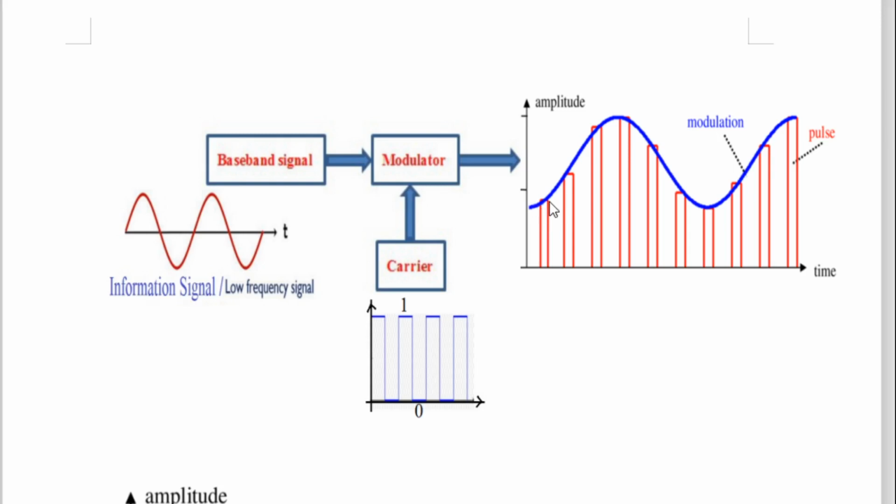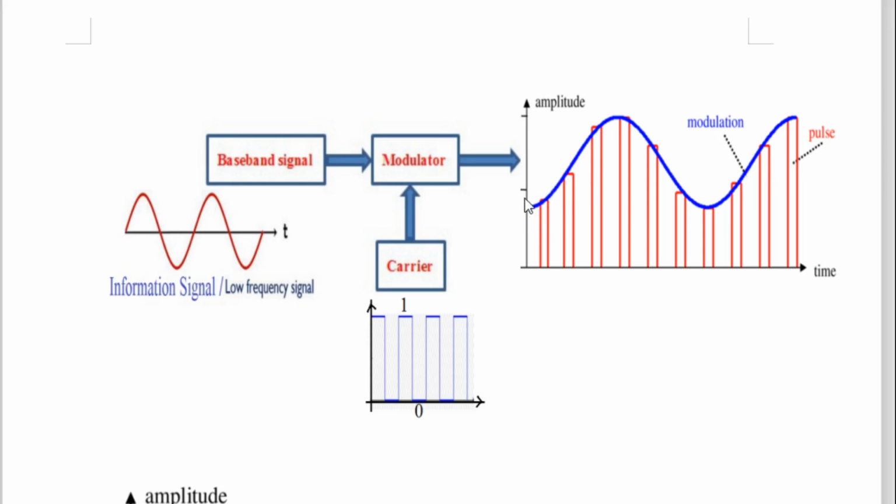And this high voltage level now has a certain voltage, then the next high voltage level is again higher than the previous one, then the next high voltage level is further higher than the previous one. So why is it happening? Because the modulator is changing the magnitude of the high voltage level of the carrier signal, that is the amplitude of the carrier signal, according to the instantaneous value of the information signal.